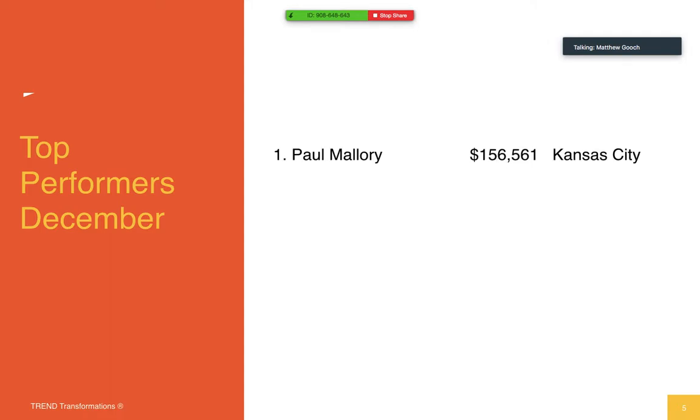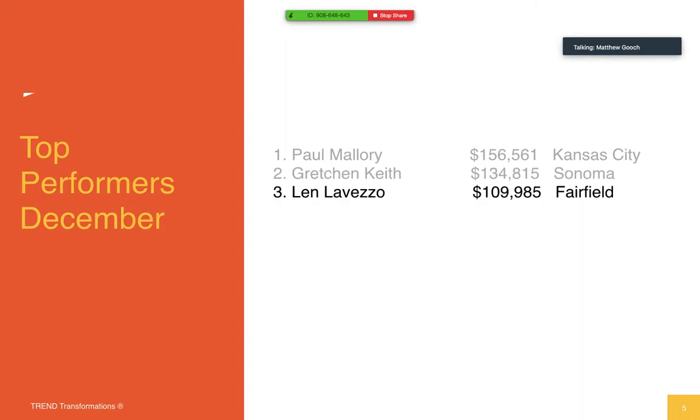Number 1 in our system for the month of December was Paul Mallory out of Kansas City. Very consistent closer. Again, always puts up nice numbers. He closed the month out with $156,561. So congratulations to Paul. Gretchen up in Sonoma, I think she may have been on a call earlier in the week, so I don't think she's on this call, but she had $134,815. So congratulations to you, Gretchen, on that.